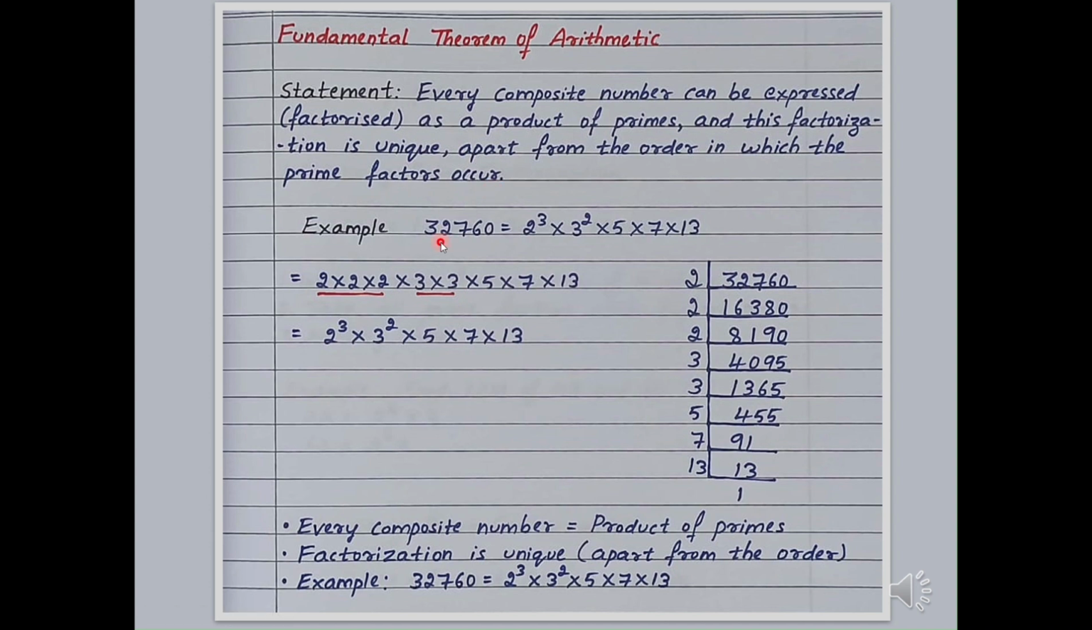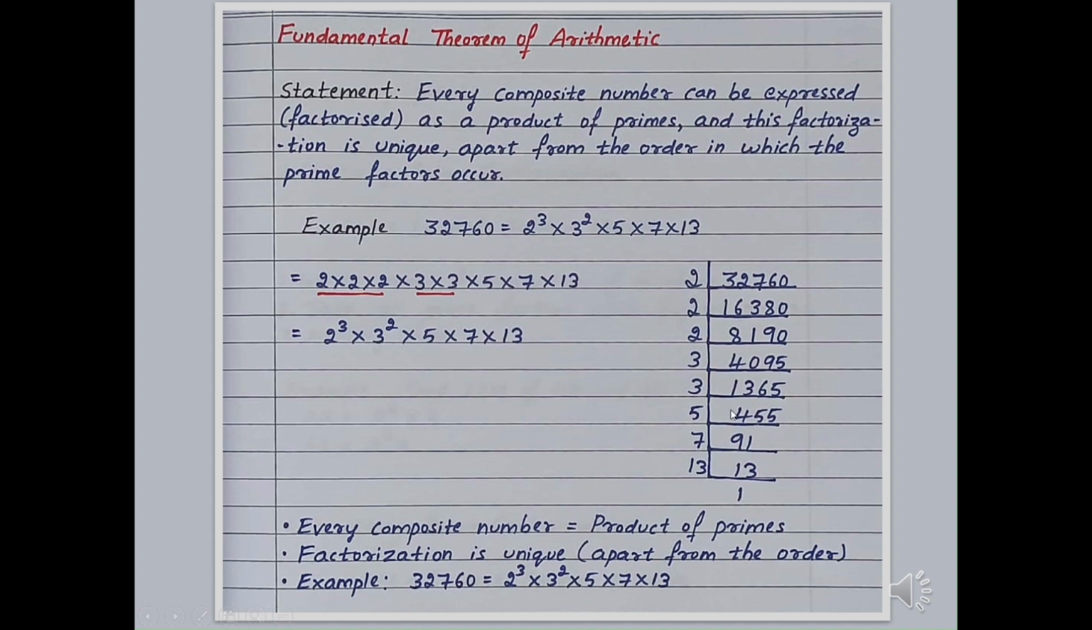Let's take an example, 32760. We will start dividing it by the smallest prime number, that is 2. 32760 divided by 2 gives 16380. Again dividing by 2 we get 8190. Once more by 2 we get 4095. Now 4095 is not divisible by 2, so we go to the next prime, which is 3.